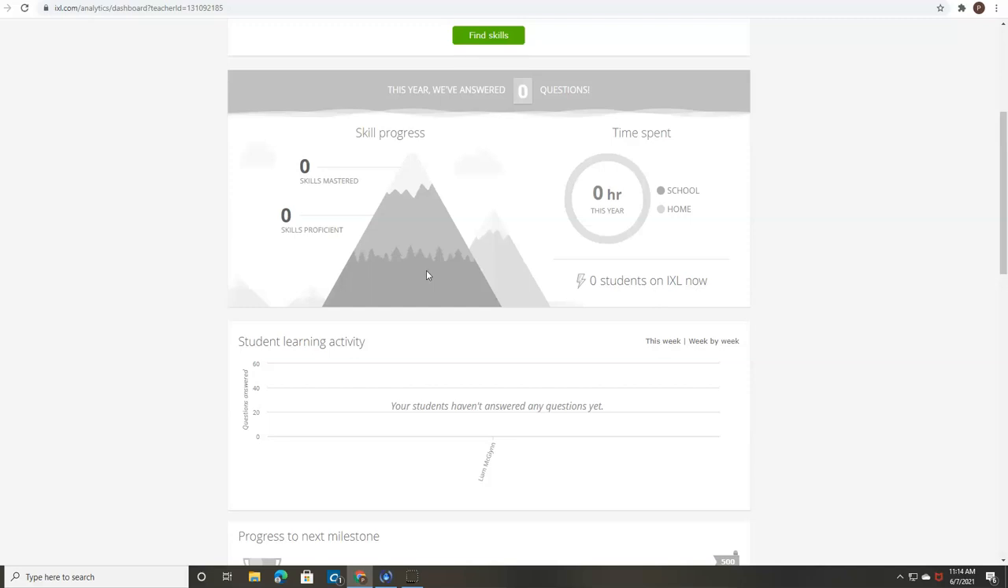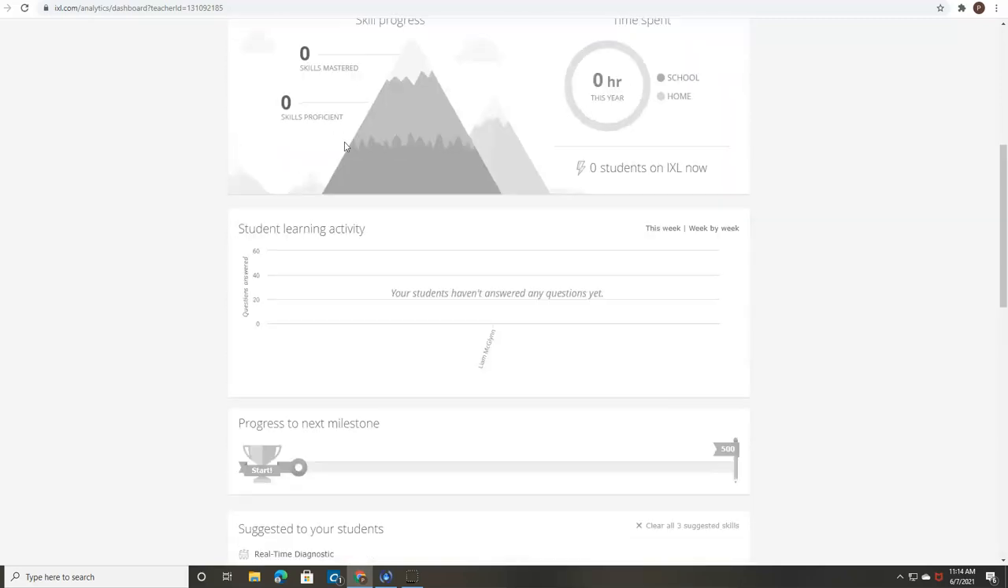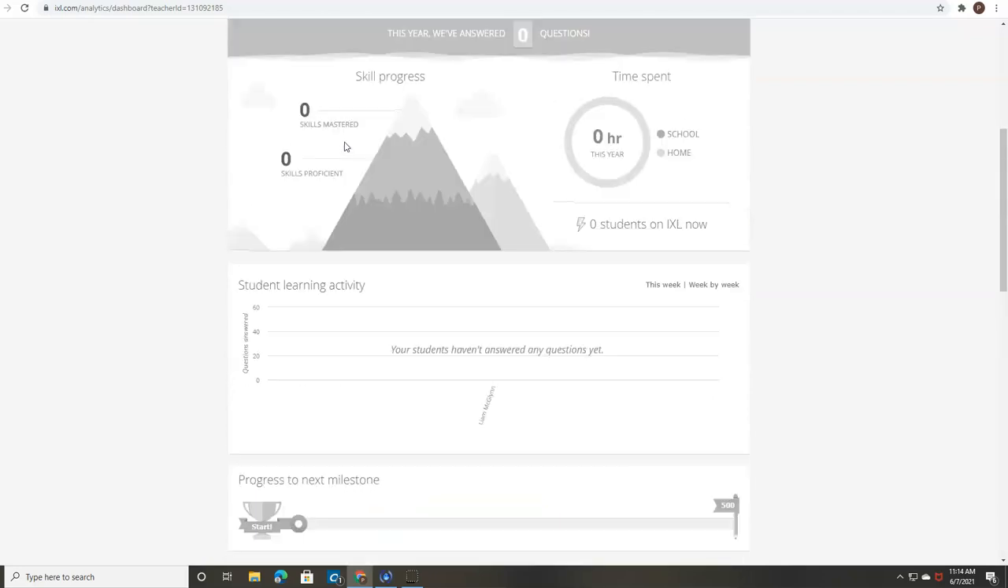When they say skill progress, they're talking about what I referred to as overall skill areas. This is not for individual skills under skill areas, but the overall skill area and how the students have done in that area with regard to the skills they have tested for that area. So that is why right now it's blank.